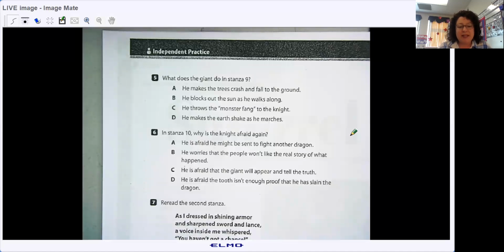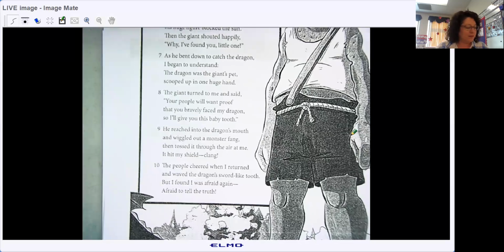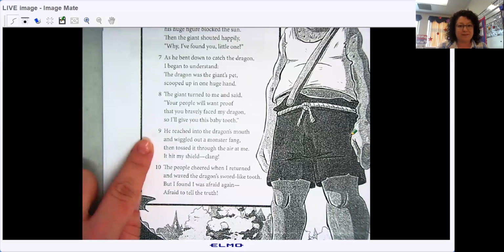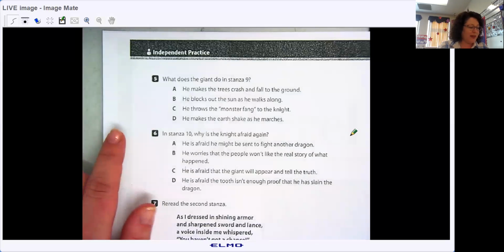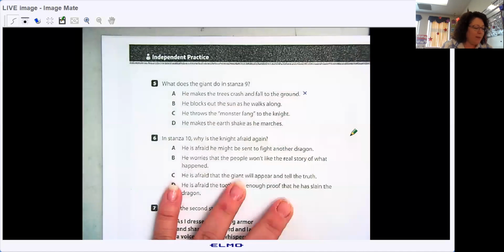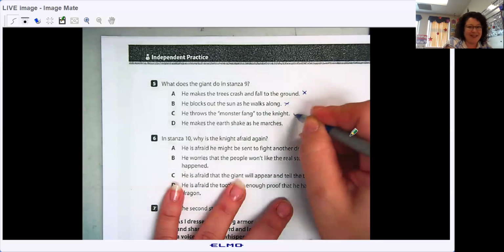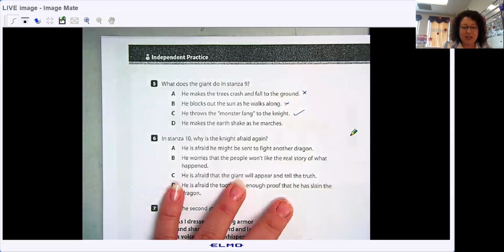What does the giant do in stanza 9? Again, it tells you where to find the answer. Go back and read stanza 9. You read it. Okay. He makes the trees crash and fall to the ground. No. He blocks out the sun while he walks along. He did, but that was before. That wasn't stanza 9. He throws the monster fang to the knight. Check mark. He makes the earth shake as he marches. He did, but that did not happen in stanza 9.